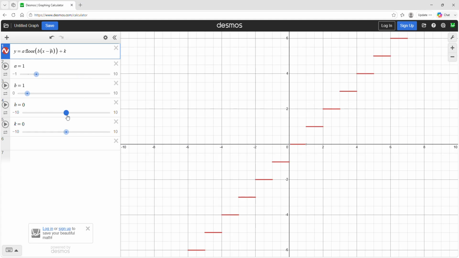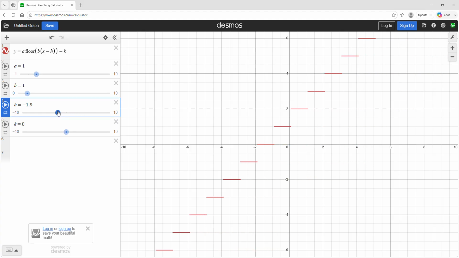When h becomes more positive, or sorry, when h becomes more negative, in this case it moves right, and when it becomes more positive, it moves left. That's how it always works. That's why in the equation up above, where it says y equals a floor b times x minus h, the reason this is minus is because you're always going the opposite way from what you think you are. If you make h more negative, you're going to the right.